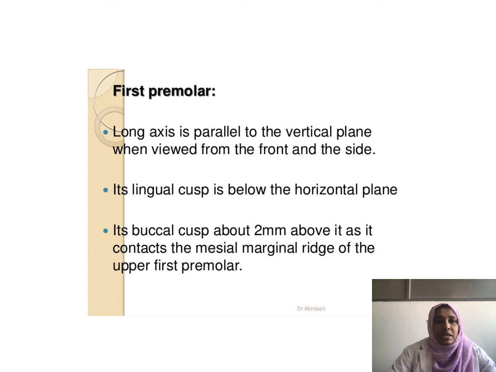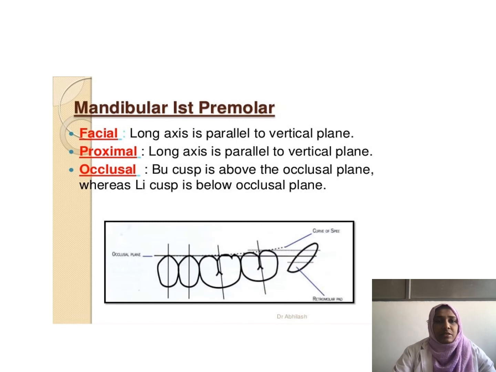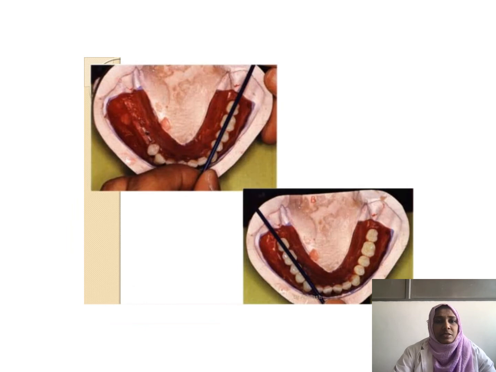And coming to the arrangement of the first premolar, the long axis is parallel to the vertical plane when viewed from the front and the side, and its lingual cusp is below the horizontal plane, and its buccal cusp about 2 mm above it as it contacts the mesial marginal ridge of the upper first premolar. And this is how the picture resembles. And this is how you see the alignment of the posterior teeth.